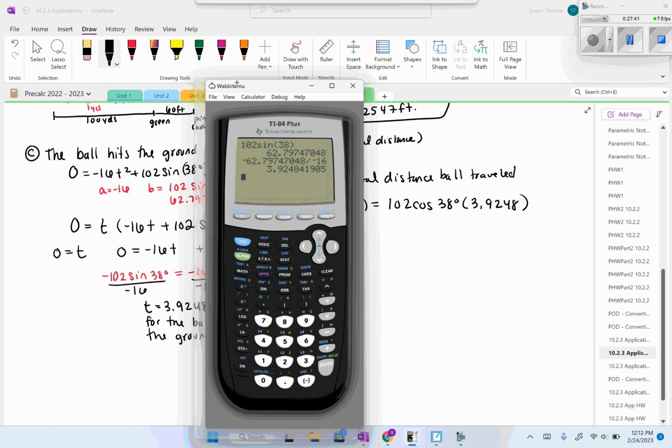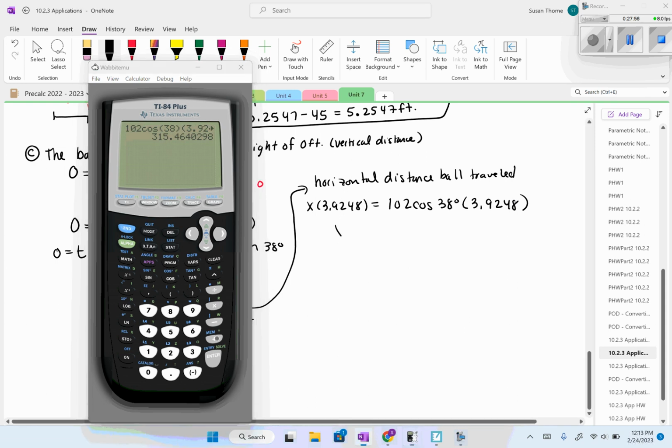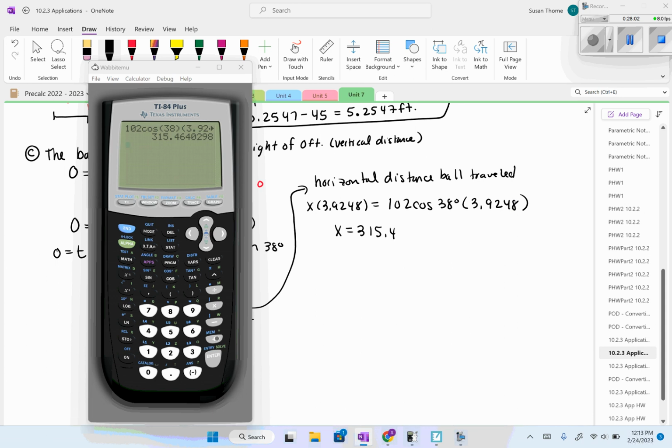So 102 times the cosine of 38 times 3.9248 gives us 315.4640 feet. So that means the ball is 315.4640 feet from the starting point.